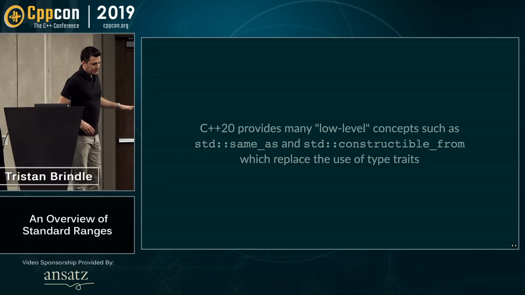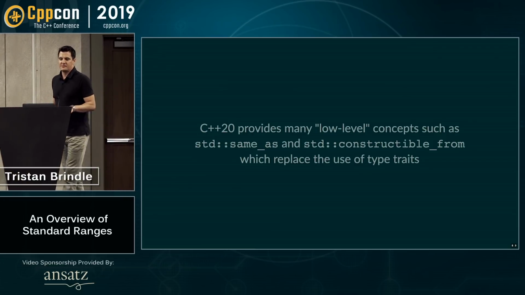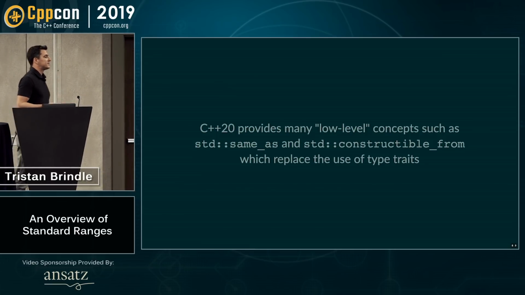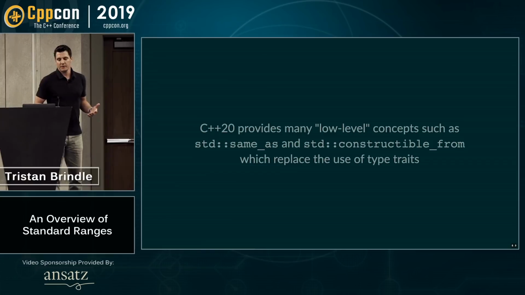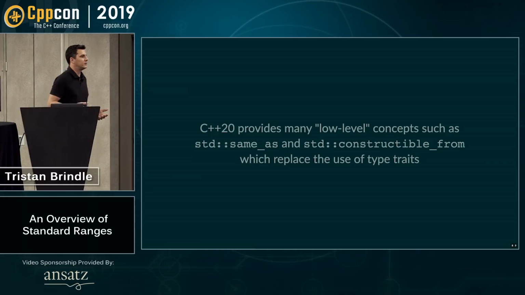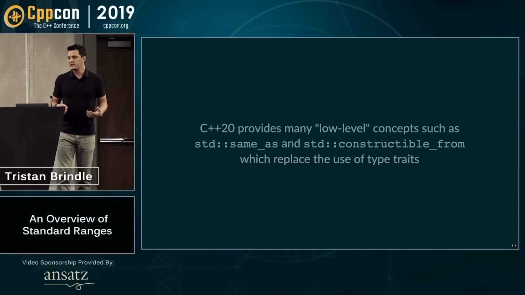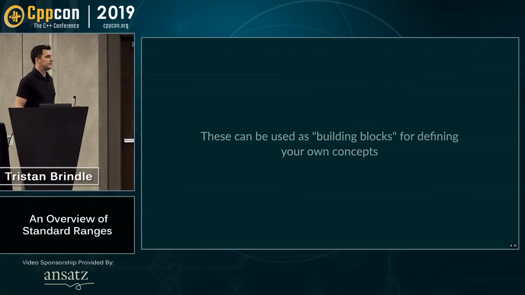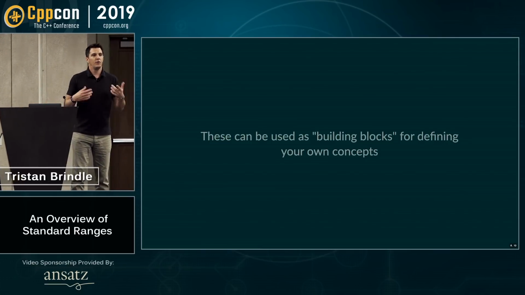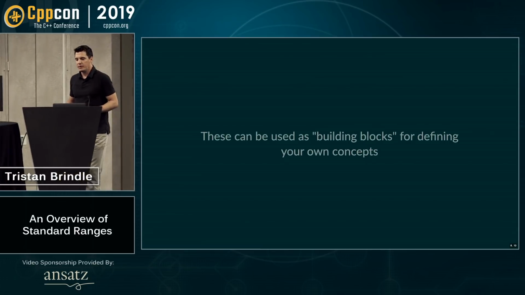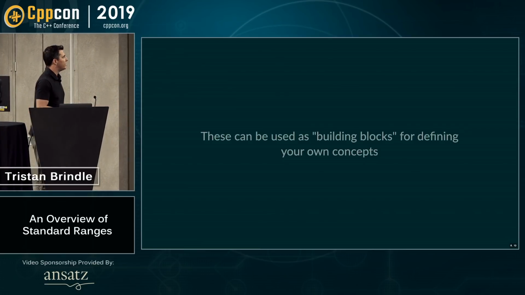So that's a language feature. But what the ranges work gives us is lots of new low-level concepts defined in the standard library. Things like std::same_as, std::constructible_from, std::convertible_to. These are new low-level concepts that we can use as building blocks for defining our own concepts. So these largely replace all the things that we have in the type traits header today. We can use real language concepts, and we can use those to build up our own concepts that we can use in our own code.